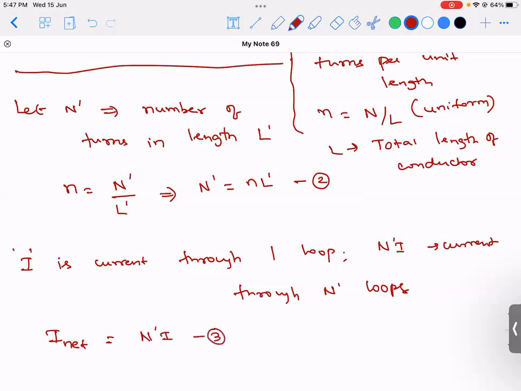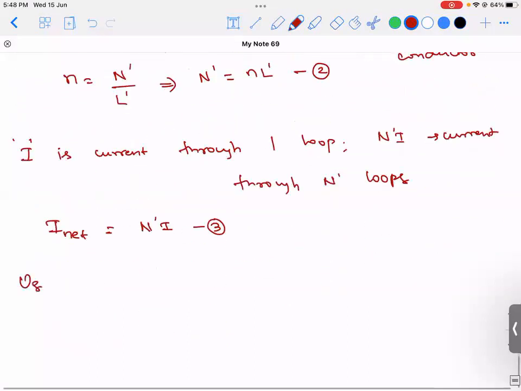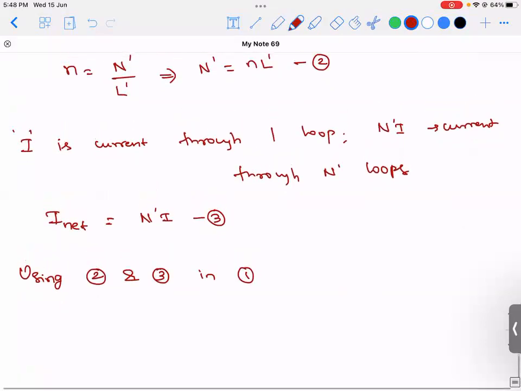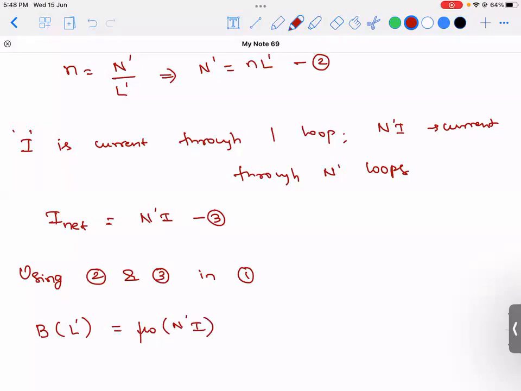So let me take this as 3. Right? This is the most important part in this derivation. Is that clear? Now see, using 2 and 3 in 1, what will I get? What is there in 1, guys? B into L dash is equal to mu naught into, in the place of I dash, what can I write? N dash I, which implies B is equal to mu naught into N dash divided by L dash into I, correct?